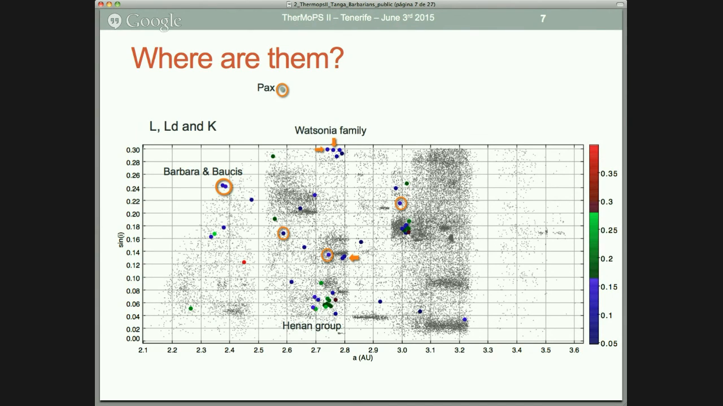Just notice that Barbara is here toward the inner main belt, close to the nu6 resonance. The Watsonia family is up there. I will come back to this picture in a moment.